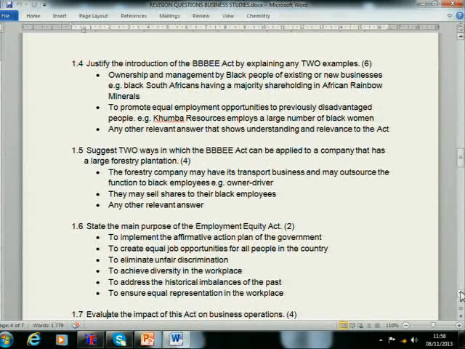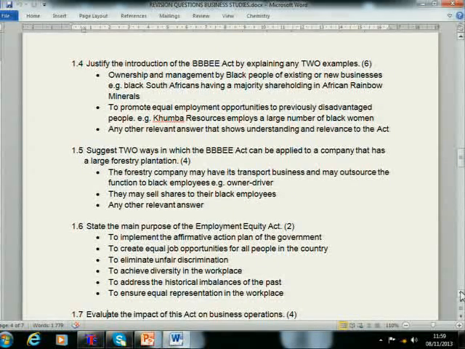To say if there's a Kumba Resources which is employing a large number of women, it's trying to address the need. It's trying to comply with the BBBEE Act. The other common question is, suggest 2 ways in which the BBBEE Act can be applied to a company that has a large forestry plantation. This should not confuse you. It's the same information that you know about BBBEE. The only thing now is putting this knowledge that you have into practice.